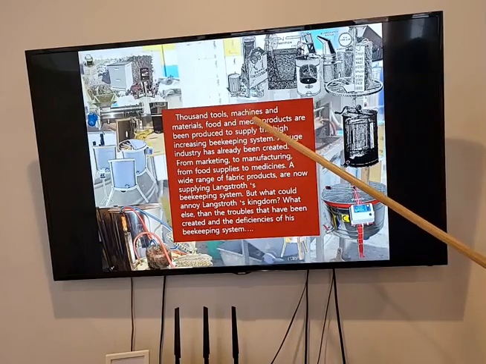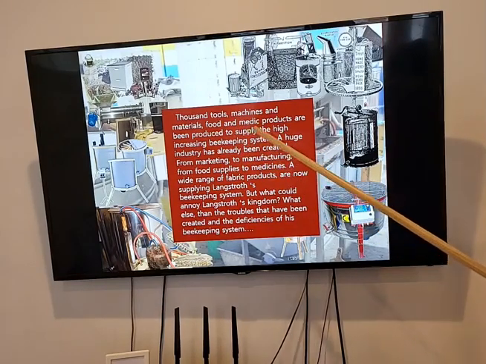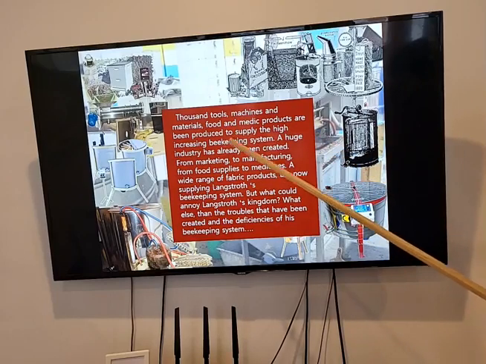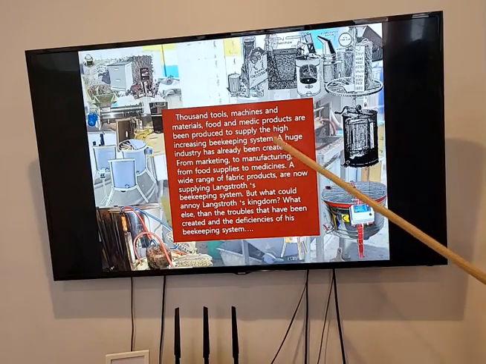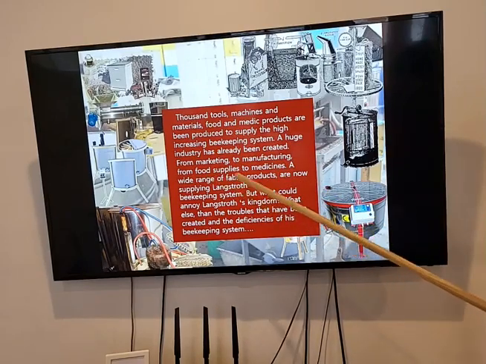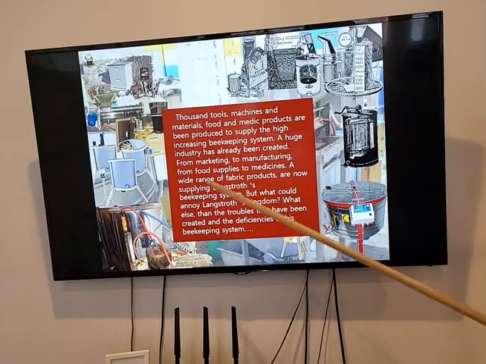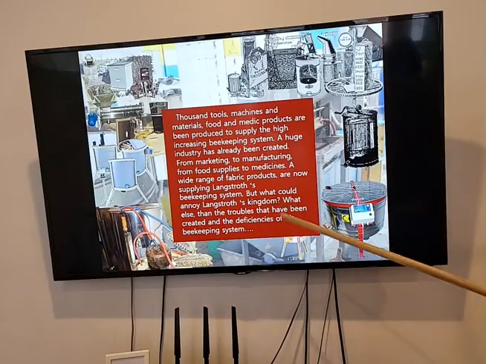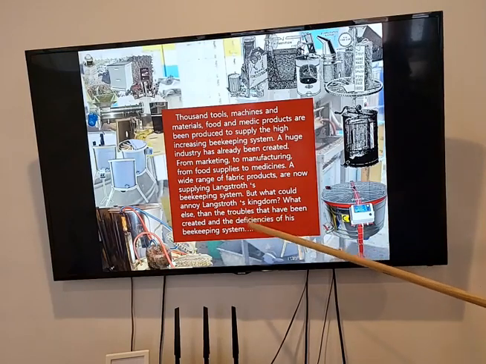1,000 tools, machines and materials, food and medic products are being produced to supply the highly increasing beekeeping system. A huge industry has already been created, from marketing to manufacturing, from food supplies to medicines. A wide range of fabric products are now supplying Langstroth's beekeeping system. But what could annoy Langstroth's kingdom? What else than the troubles that have been created and the deficiencies of his beekeeping system?